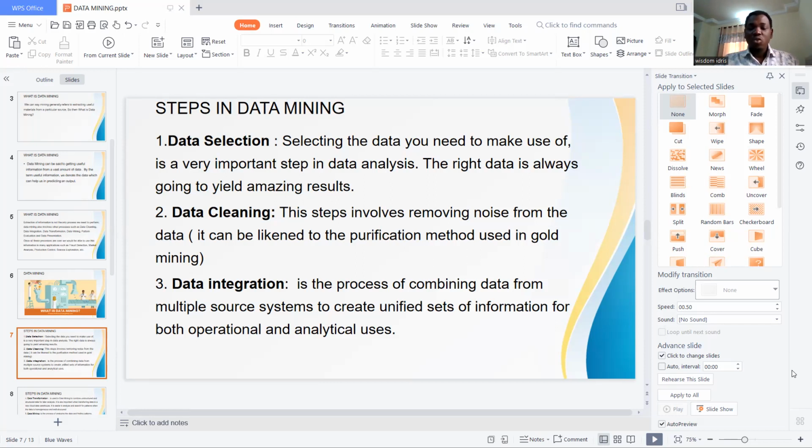So at times you need to make use of multiple data, to combine them together and make unified sets of information. In those cases, data cleaning is very important, because getting data from different sources might be in conflicting formats. So you want to make sure they are compatible, then combine them together so that you can make a clean and unified data that you can work on.